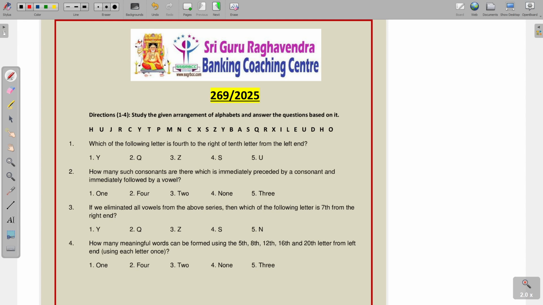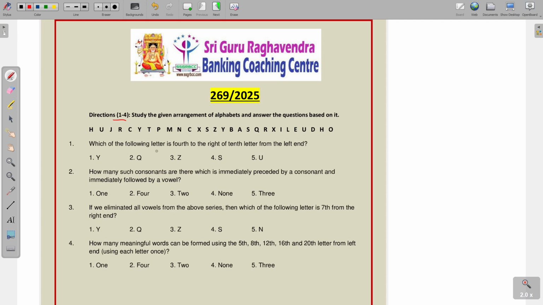I am Sampath. In this class, we will discuss paper number 269, the IBPS RRB PO and Clerical reasoning paper. In this paper, we have a total of 40 questions. Directions 1 to 4, see the first one. Study the given arrangement of alphabets and answer the questions based on it.